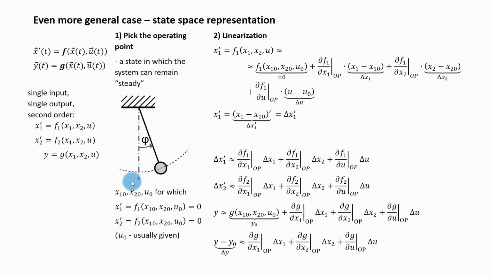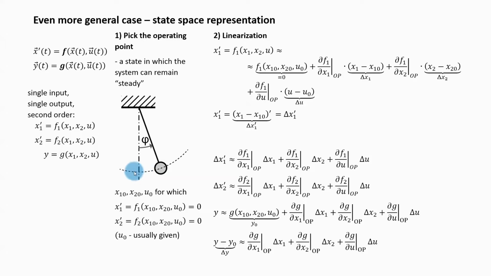Now, imagine that you want to linearize the motion of the pendulum for small deviations around an operating point. You can pick your operating point as a state with zero angle and zero angular velocity, that is the state in which pendulum is here and is not moving. The pendulum can either remain steadily in this state or we can make it move in the close vicinity of this state.